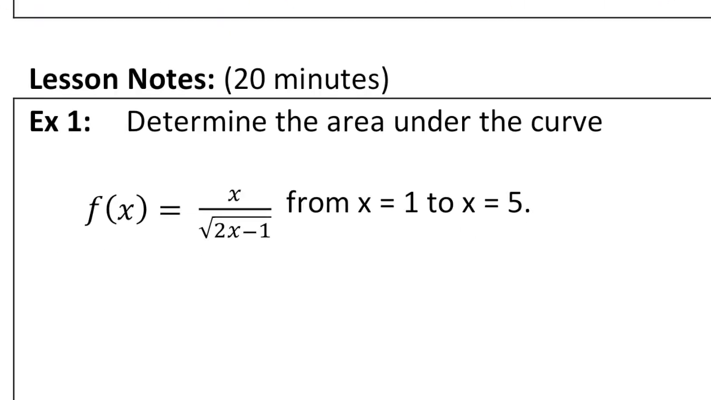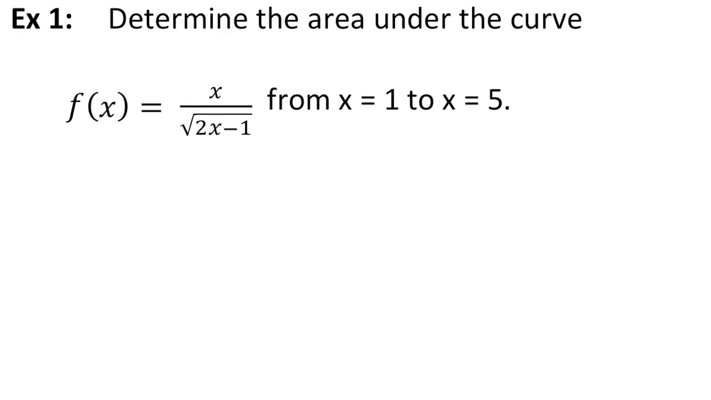Alright, so after question B, let's look at example 1. You're asked to determine the area under the curve. A quick sketch will show us that when we look at our curve, when x is 1, the y value is 1. When x is 5, the y value is 5 over 3, so a little bit higher. This is a continuous curve, and we're looking for the area trapped between 1 and 5, as well as the x-axis. So the area is going to be equal to the integral from a to b of our function f of x dx.